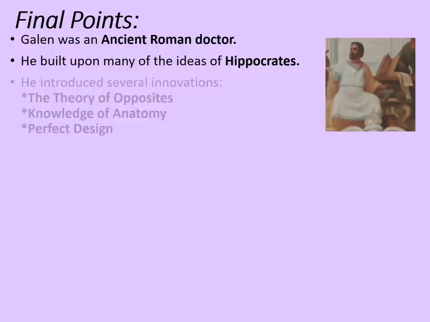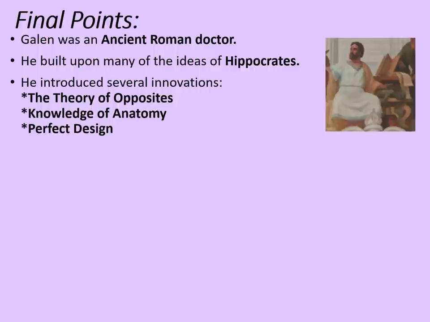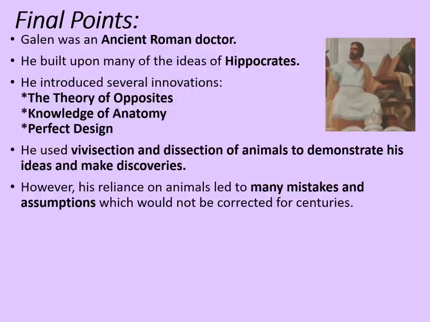Some final points then. Galen was an ancient Roman doctor. He built upon many of the ideas of Hippocrates, but he also introduced several innovations of his own, the theory of opposites, knowledge of anatomy, and the idea of perfect design. He used vivisection and dissection of animals to demonstrate his ideas and to make discoveries. However, his reliance on animals led to many mistakes and assumptions which would not be corrected for centuries.